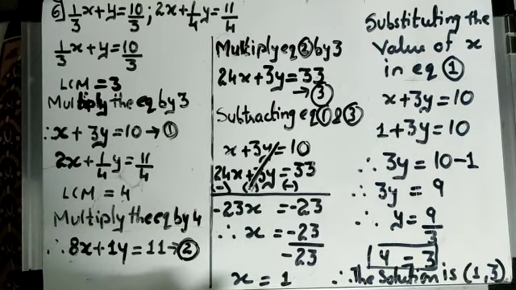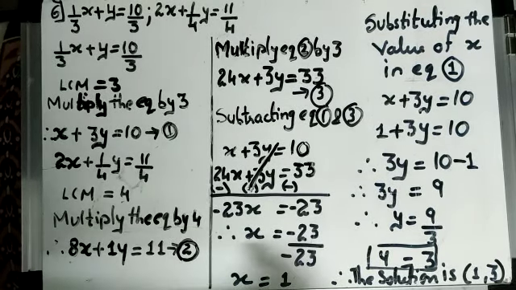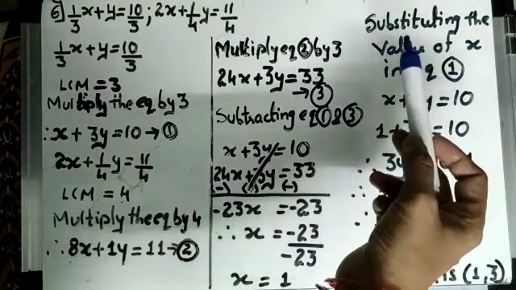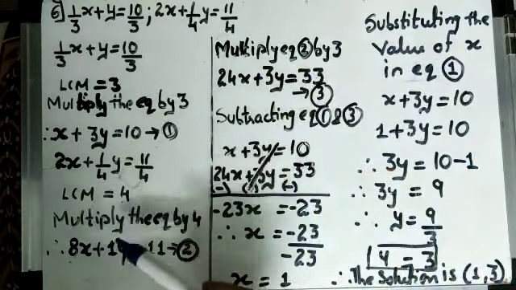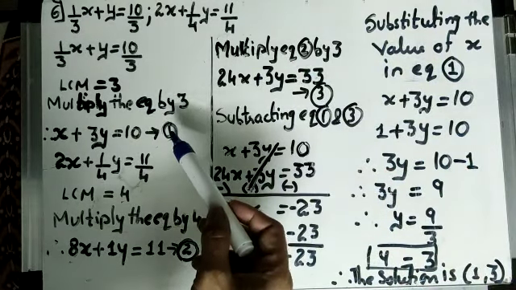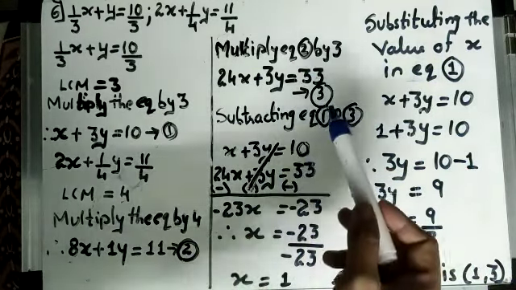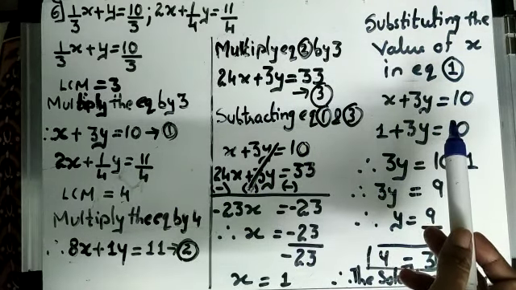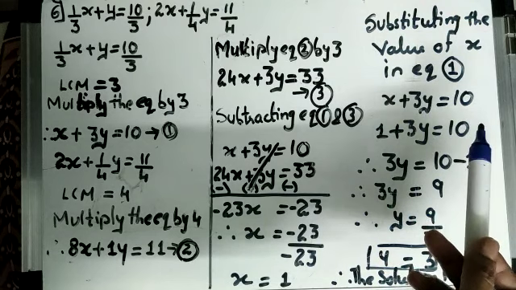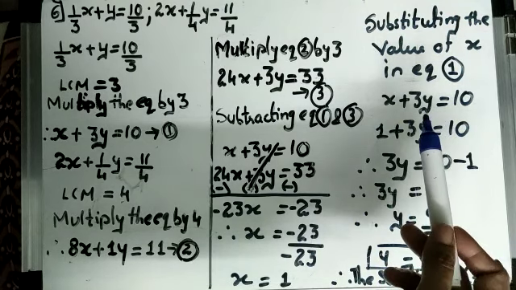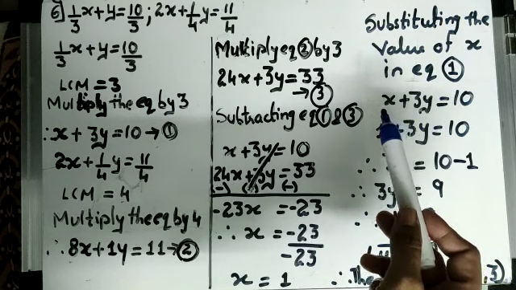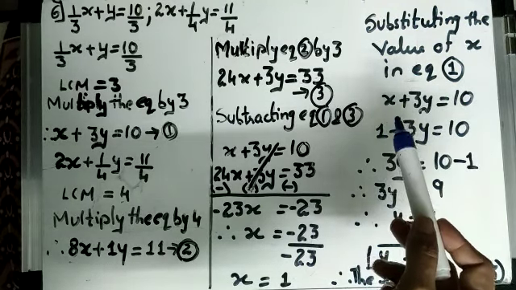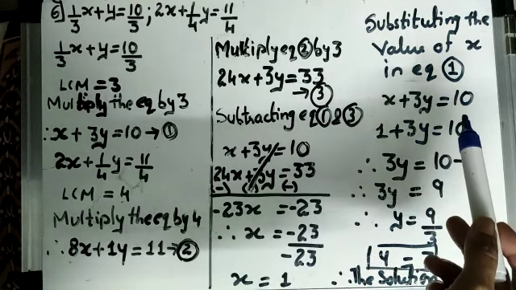So here I got the value for x. Now to find out the value for y, you are going to do substitution. Now we have 3 equations, children: equation number 1, equation number 2 and equation number 3. I have chosen equation number 1. You can take equation number 2 or 3 also. The answer will remain the same. Here I have written my equation number 1, that is x plus 3y is equal to 10.